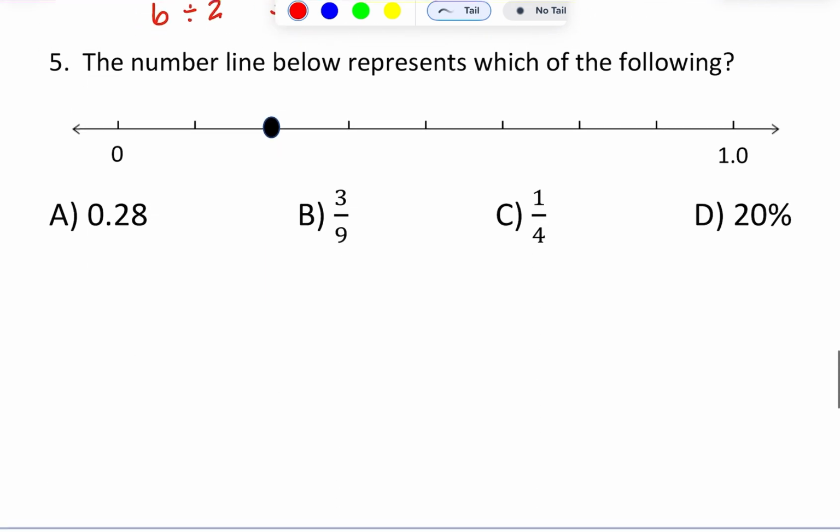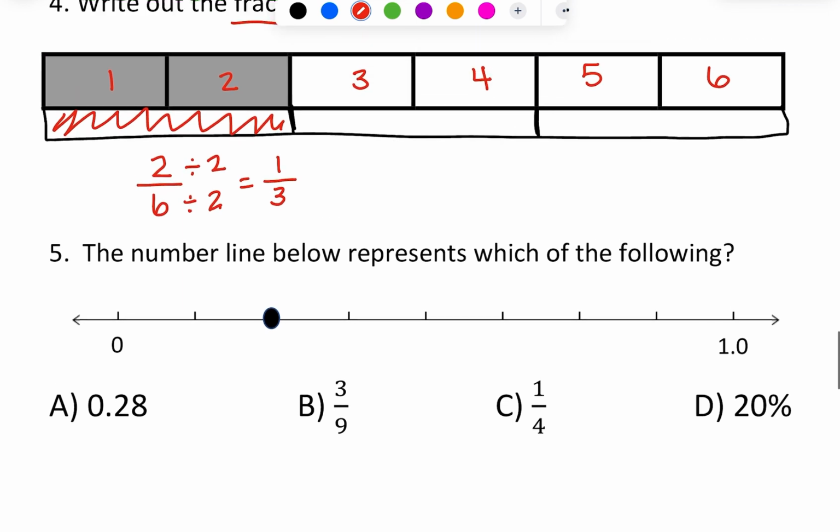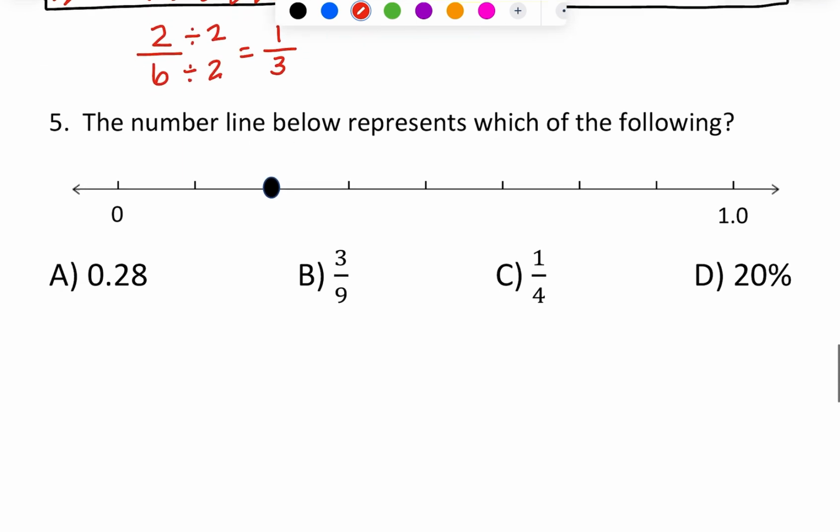All right, so this bottom one, number lines. The number lines in these type of problems always confuse people, but if we can think of it like a strip diagram, it really helps. So it says the number line below represents which of the following. So we have this number line and we have this dot here. So it wants us to know, what is this dot pointing to?